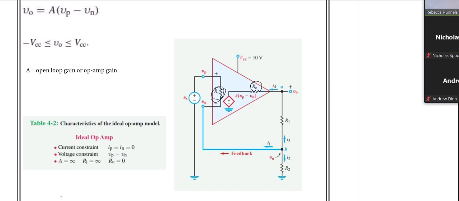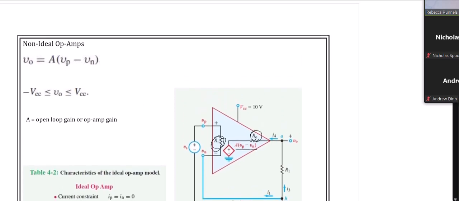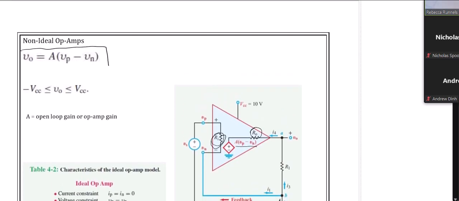Now, this A being infinity, that's A times VP minus VN. Well, we said in an ideal op amp, VP equals VN. In a non-ideal op amp, VP is not going to equal VN. And so you would take this A and multiply it times VP minus VN, and that is what would get you V out. So in a non-ideal op amp, V out equals A times VP minus VN.